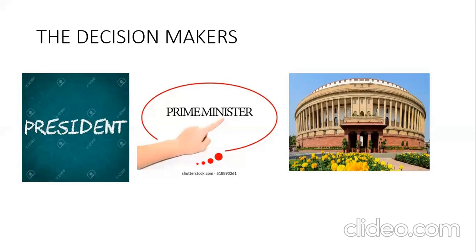Then we have prime minister. He is head of the government and he actually exercises all government powers. ठीक है. President is the nominal head and prime minister is the real head of the country. Prime minister is the most important person for the decision making power. Okay. He takes most of the decisions in the cabinet meetings as well. And the third important role in the decision makers is the role of parliament. We already know parliament has been divided into two parts, two houses, Lok Sabha and Rajya Sabha.